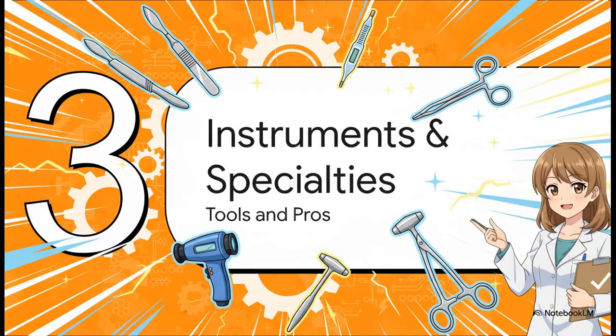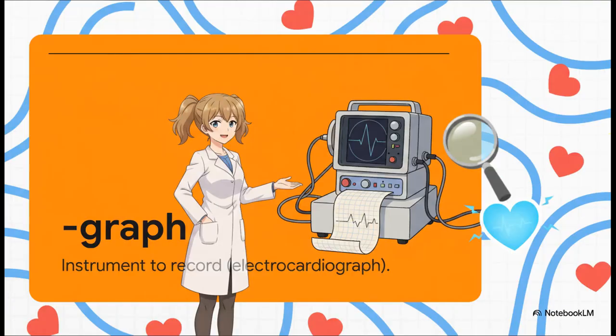Section 3. Instruments and specialties. Let's talk about the tools and the pros who use them. First up for our medical tools is graph. I want you to define graph strictly as an instrument to record. So when you look at that machine, that whole setup is an electrocardiograph. It is the physical instrument itself that's doing the recording of the heart's electrical activity. Graph always points to the hardware doing the actual recording.